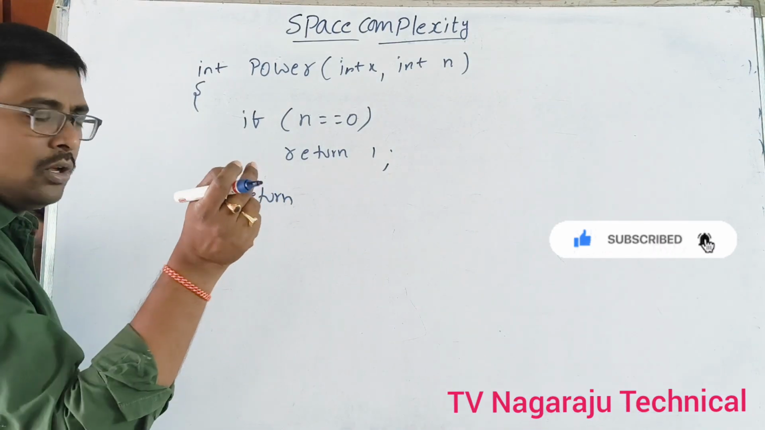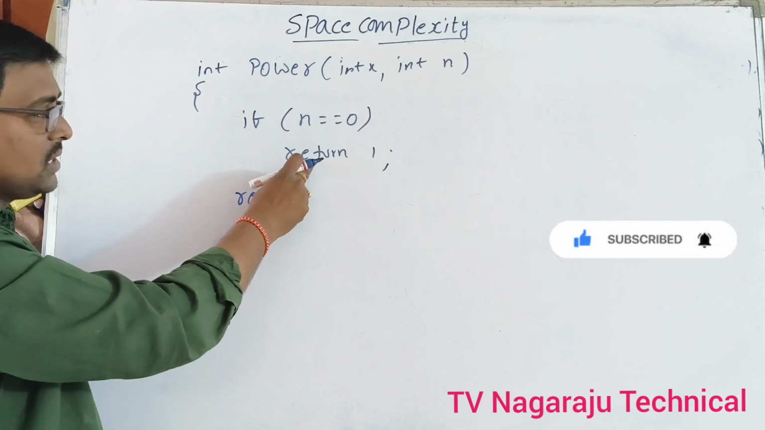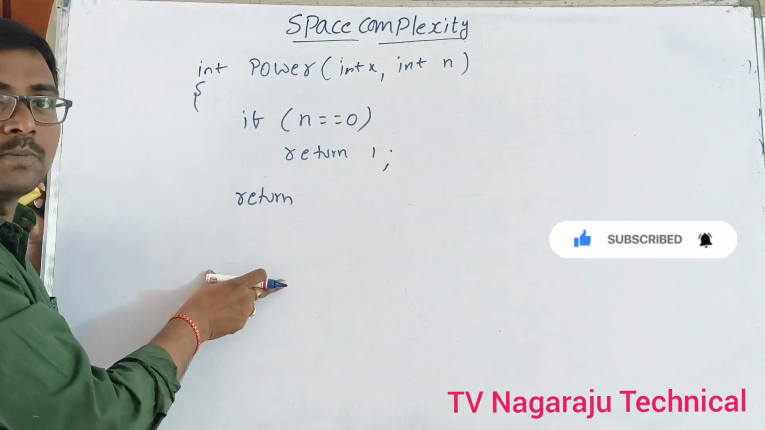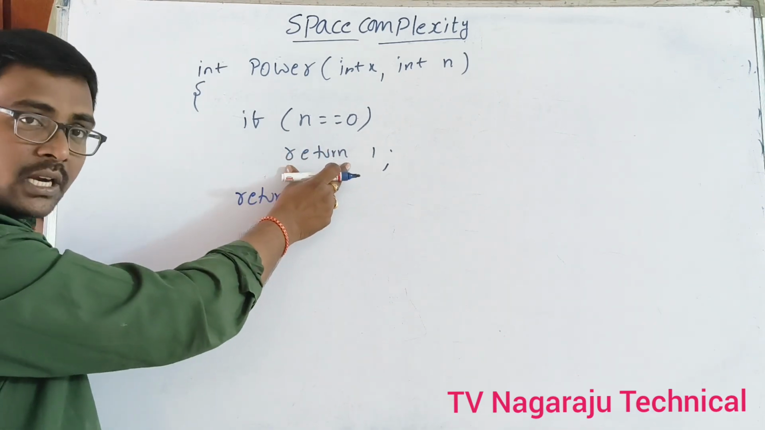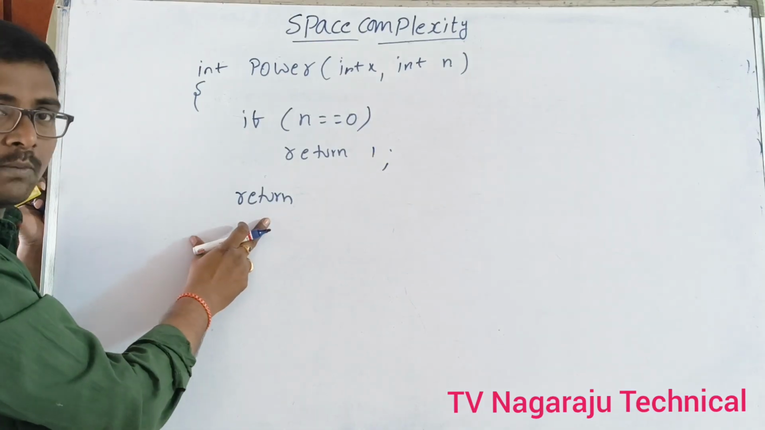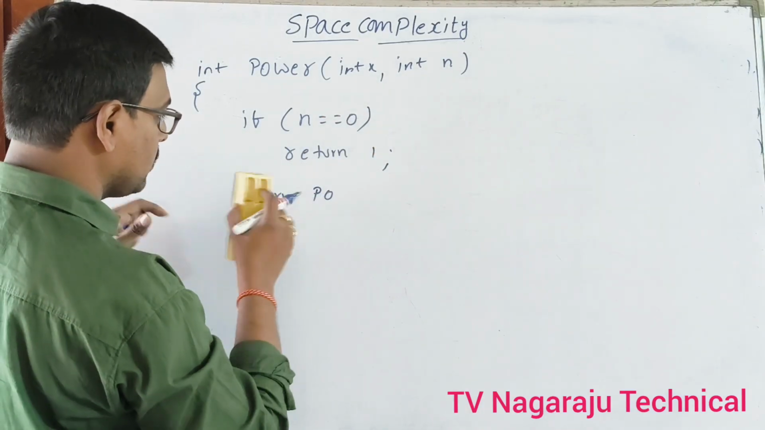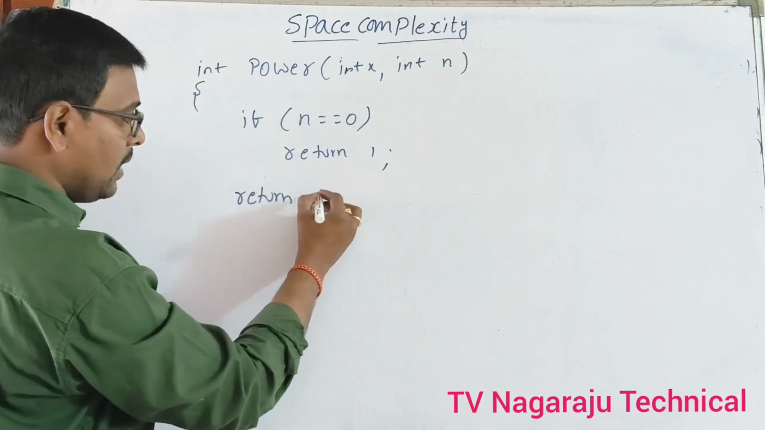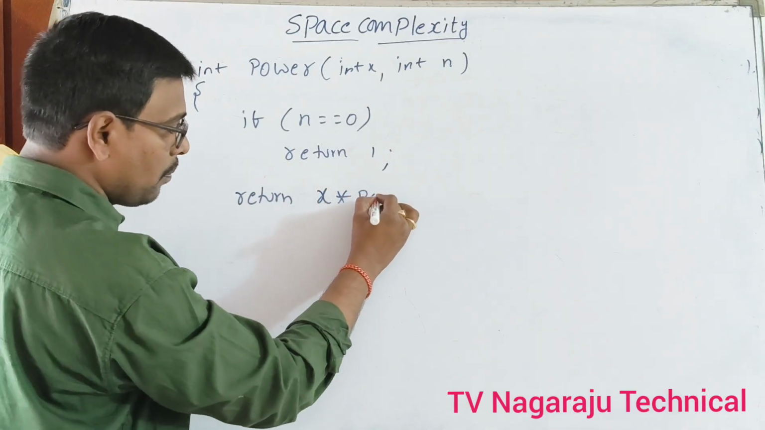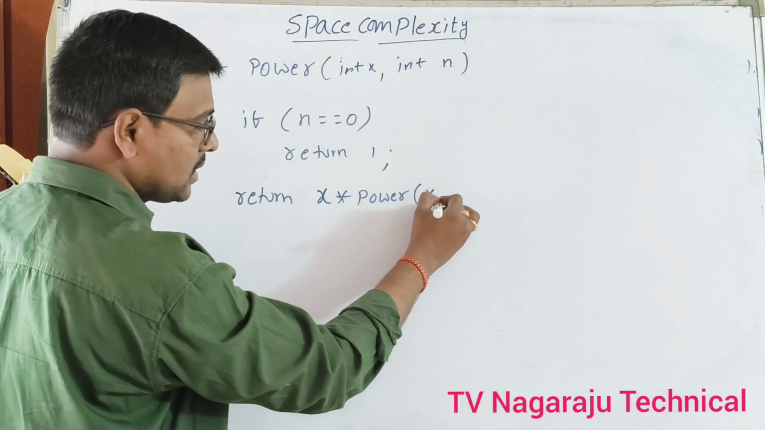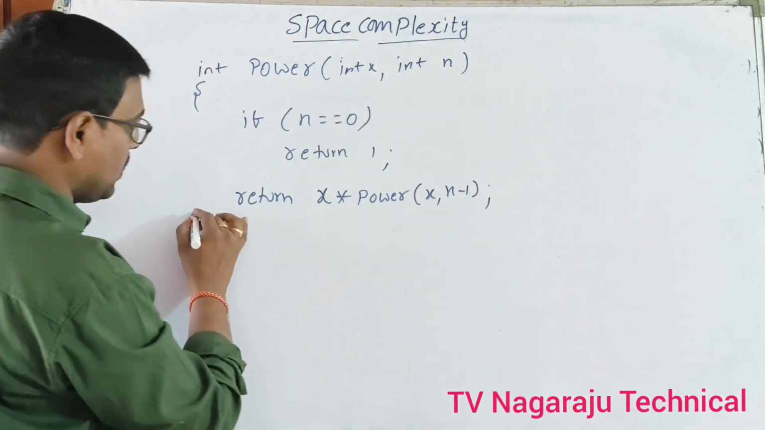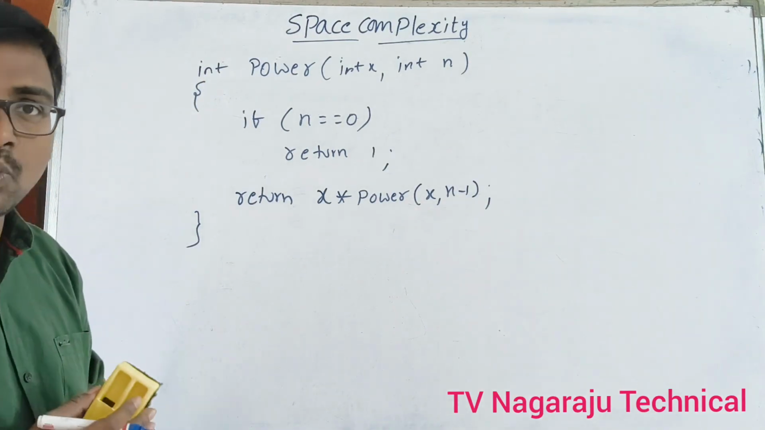Else, I think you know that one, no need to write else. Once this return statement is executed, the else part is not executed. If this return is not executed, directly we move on. Return x into power of x comma n minus 1. So this is the recursive algorithm.